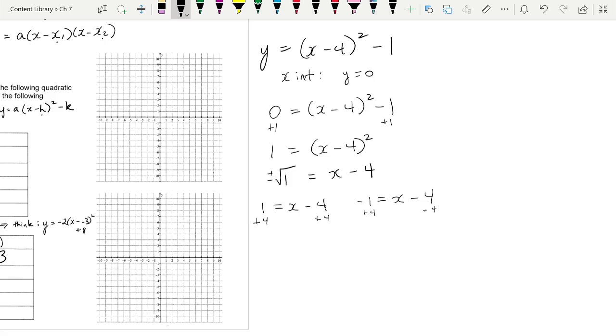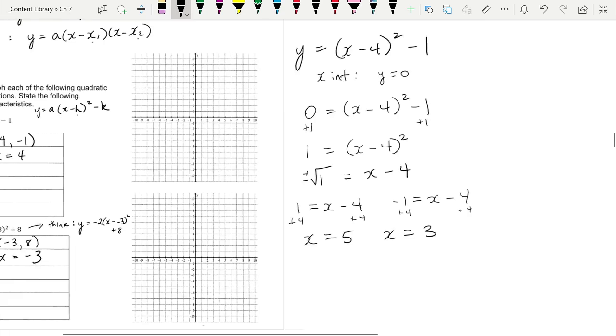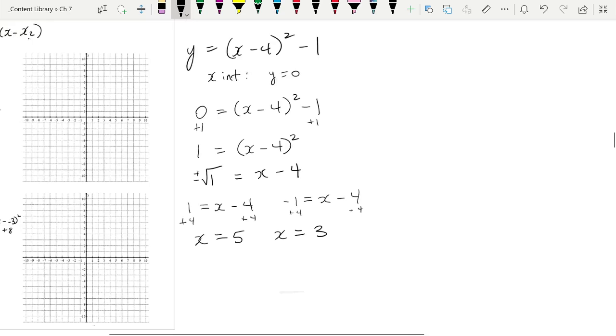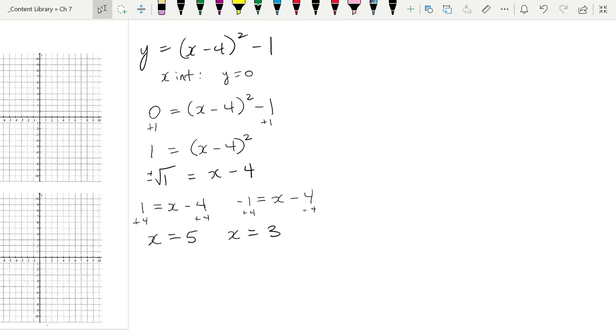Okay, what is 1 plus 4? 5. And what's negative 1 plus 4? 3. So we've done it. We've found our x-intercepts. 5 and 3. All right. Hopefully this logic makes sense to you.